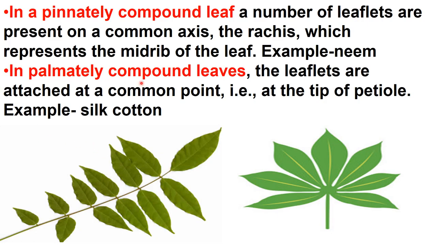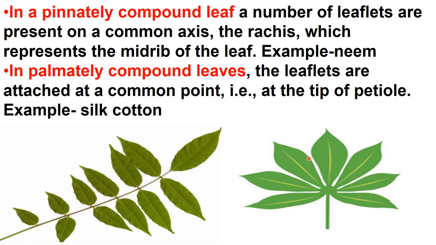Now in a palmately compound leaf, the leaflets are attached at a common point. See here, leaflets are attached at a common point. This is the common point. Consider this also as a complete leaf, and these incisions are touching the midrib, and that's why it has become like this. You can say these are leaves, but these are not separate leaves.